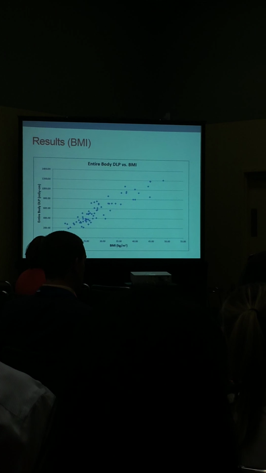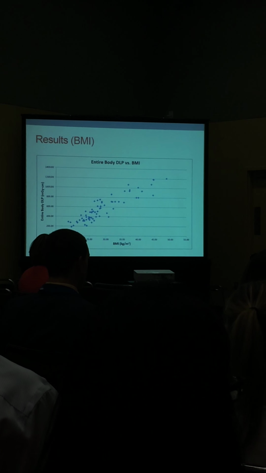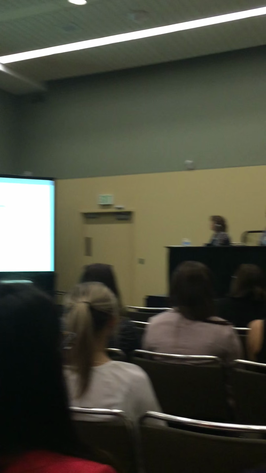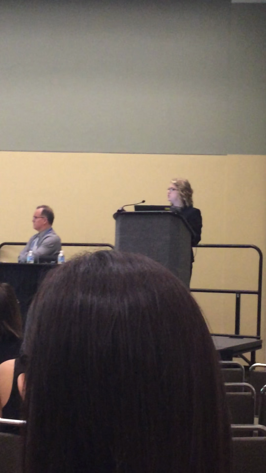Here is a graph representing the entire body DLP against patient body mass index. I chose to use the entire body DLP values as they were a little more reliable than the projected skull base to mid-thigh values. So what we can generally take away from this graph is that as patient body mass index increases, there is a general upward trend in the entire body DLP as well.